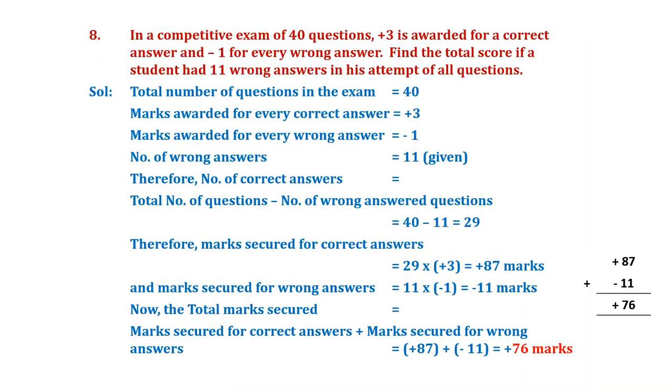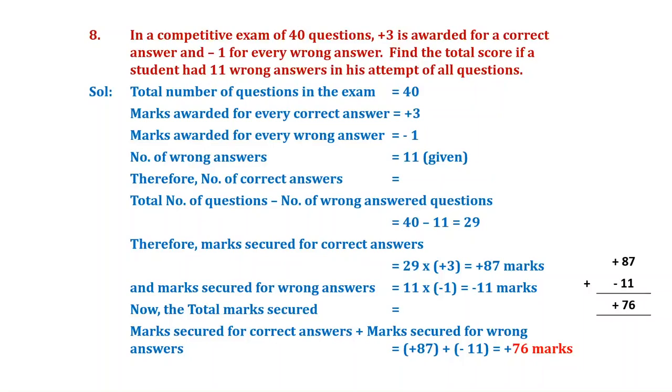This is somewhat a bigger problem. Read this thoroughly. In a competitive exam of 40 questions, plus 3 is awarded for a correct answer and minus 1 for every wrong answer. Find the total score if a student had 11 wrong answers in his attempt of all the questions.